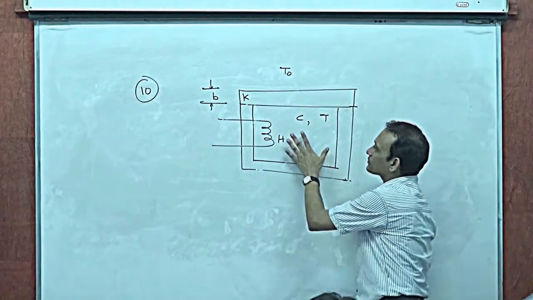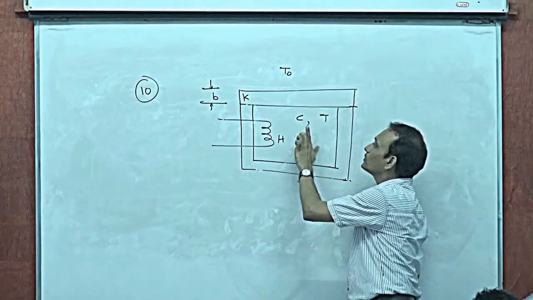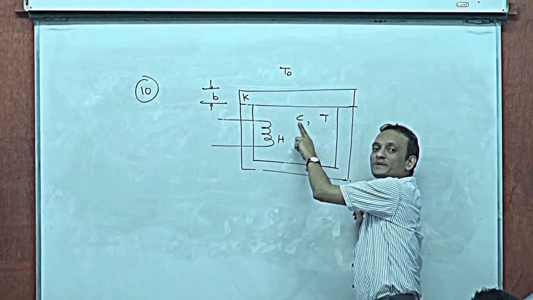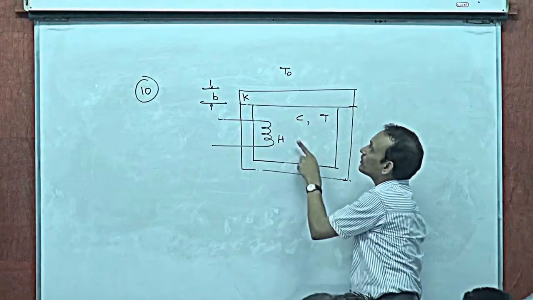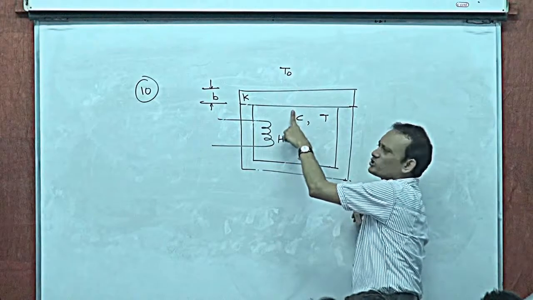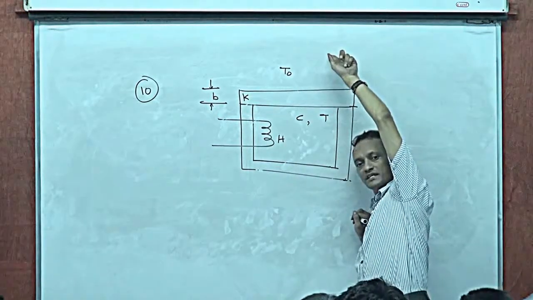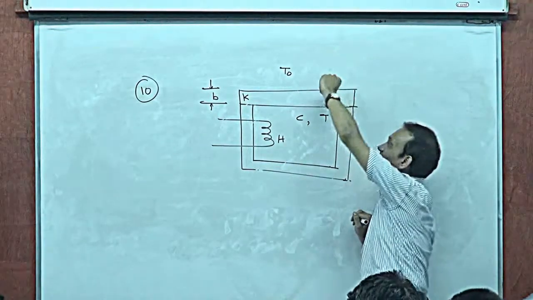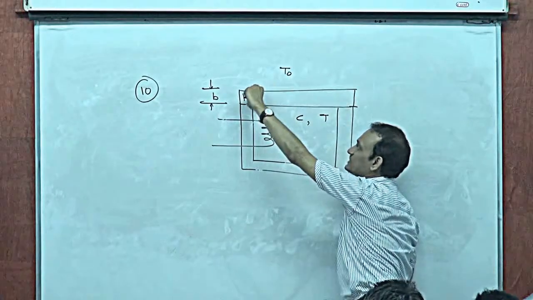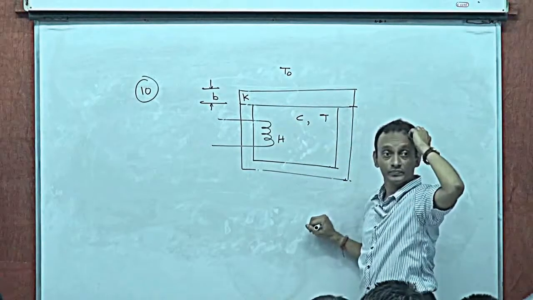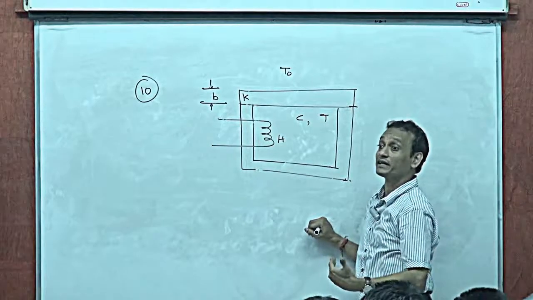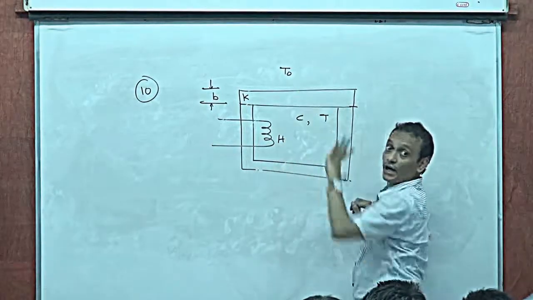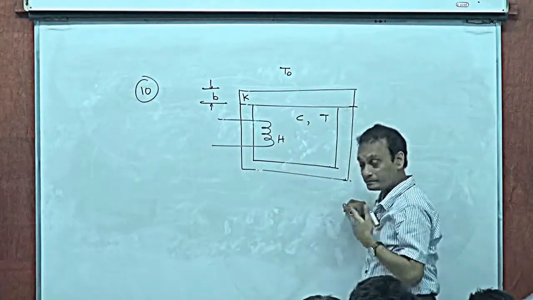So there is water in this unit of thermal capacity. That means mass into specific heat is C. Initially, the temperature of this is also T naught, same as the temperature of the surroundings. And there is a metal cover here of thickness B, thermal conductivity K, which is capable of conducting heat from the inside to the outside. Right?